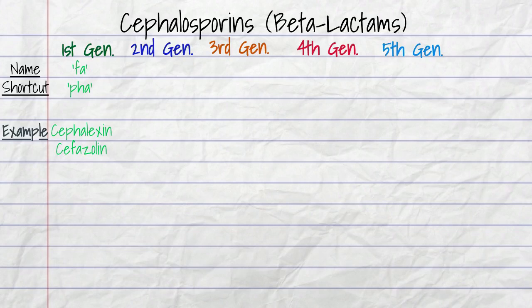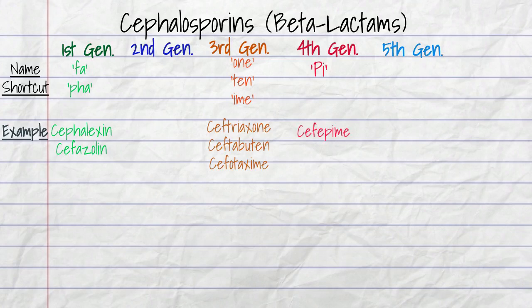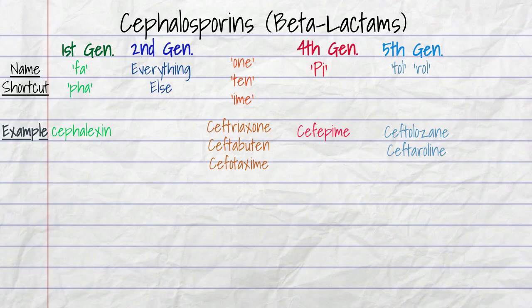Skipping to third generation, ONE, TEN, or IME will be in the names such as ceftriaxone, ceftibuten, or cefotaxime. Fourth generation have the letters PI, for example, cefepime, and fifth generation has TOL or ROL, for example, ceftolozane or ceftaroline. Any other name combination falls into second generation, such as cefuroxime or cefotetan.